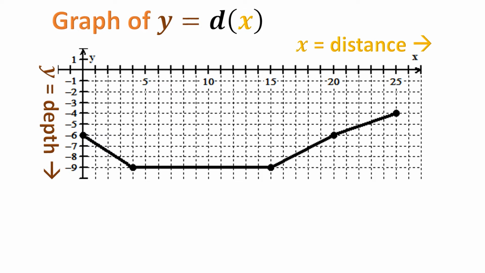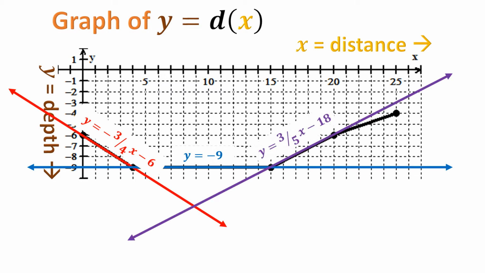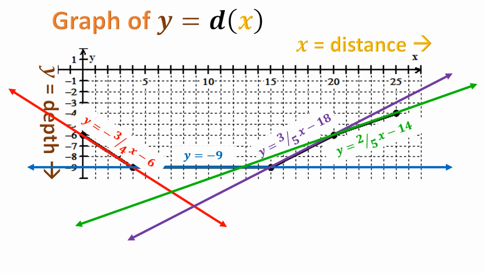Now if I look at this, I don't see this looking like any function that I've ever seen before. It's not x squared, it's not e to the x, but I do see that there are four linear segments that make up this graph. And so I can describe each of these segments with a straight line. For example, this first segment is the line -3/4 x minus 6. The next segment is the horizontal line y equals -9. Then I have a line 3/5 x minus 18. And finally, my last segment is part of the line 2/5 x minus 14.